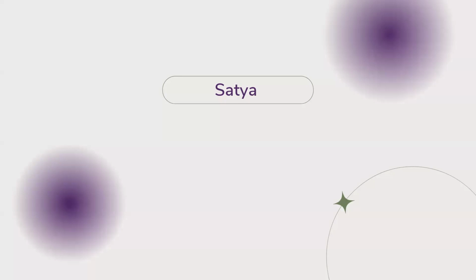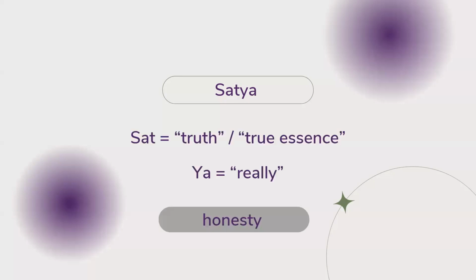So if we break that down, Sat is most often translated as truth, or we can think of it as being like true essence, and Ya means really. So it's just really emphasizing that, like real truthfulness, and often referred to as or translated as honesty.